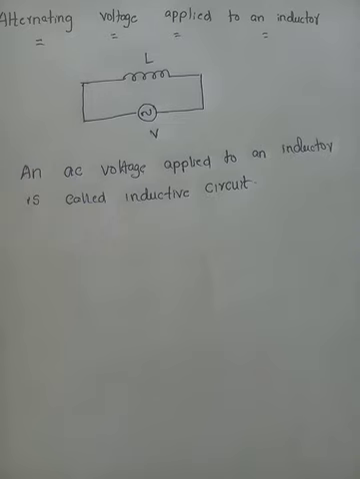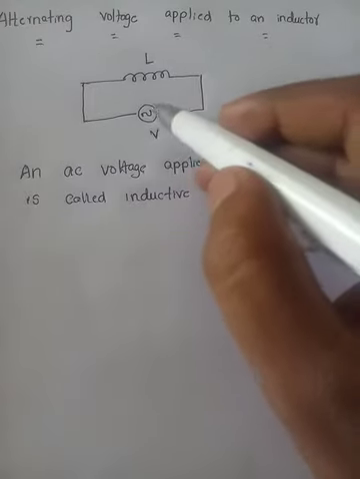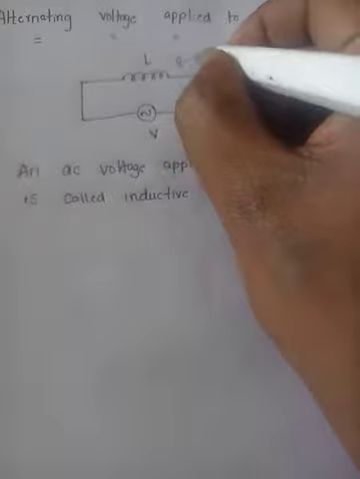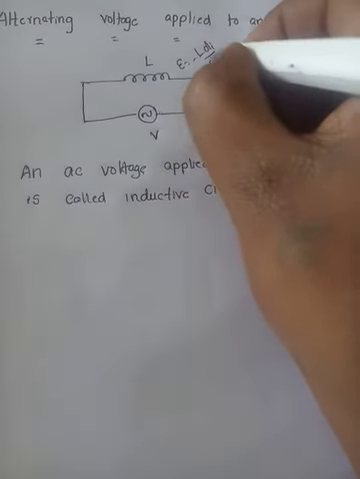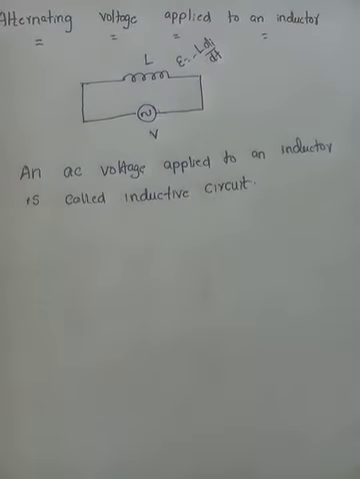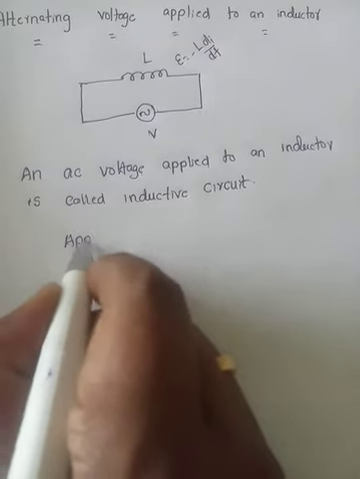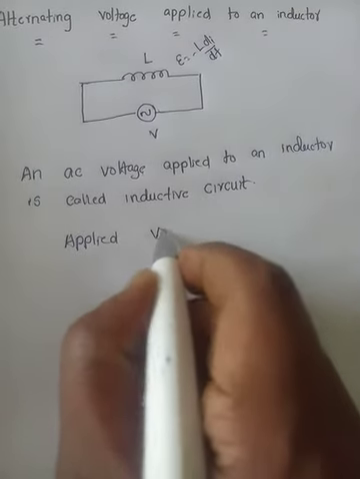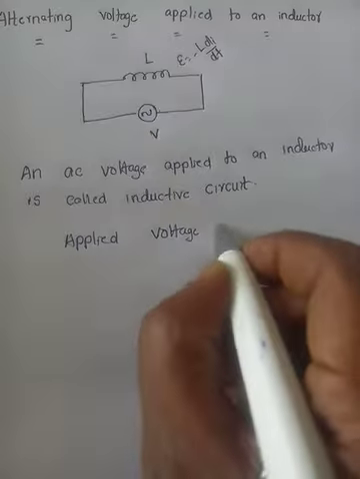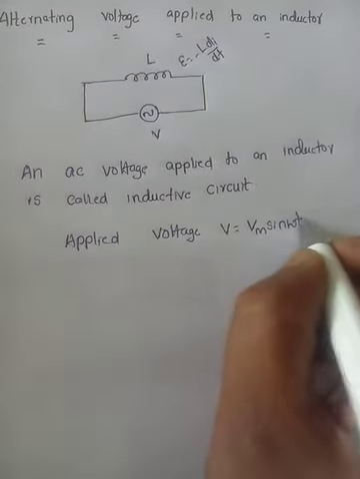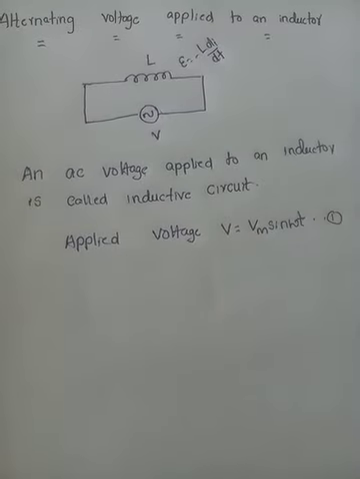So we can say that the changing current induces an EMF in the same coil. That is called what? Self induction, and the induced EMF is E equals minus L di by dt. Let us take the applied alternating voltage, which is constant in each case: V equals Vm sin omega t. We consider that equation number 1.